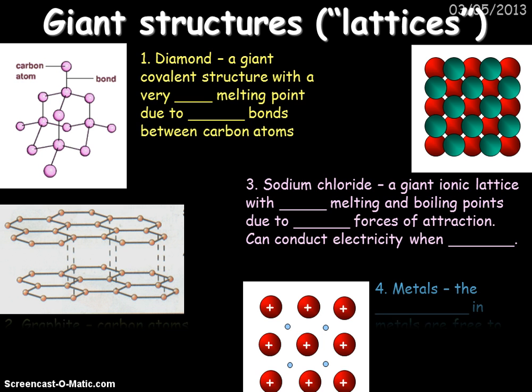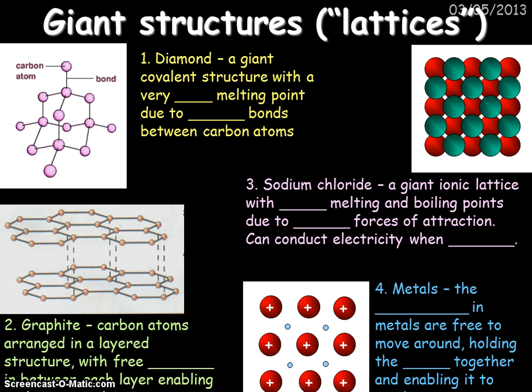Okay, you may be asked to talk about giant structures, and this is to do with where you'd see them in everyday life, really. Diamond is a giant covalent structure. Okay, then you've got sodium chloride, which is a giant ionic lattice. Okay, and then you've got graphite as well, and graphite and diamond, you should know, are from carbon.